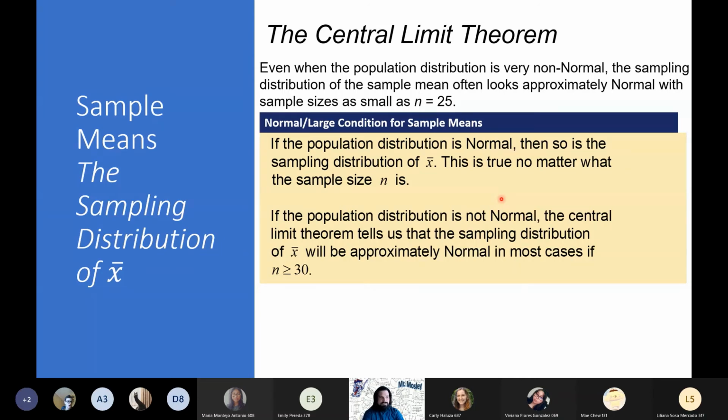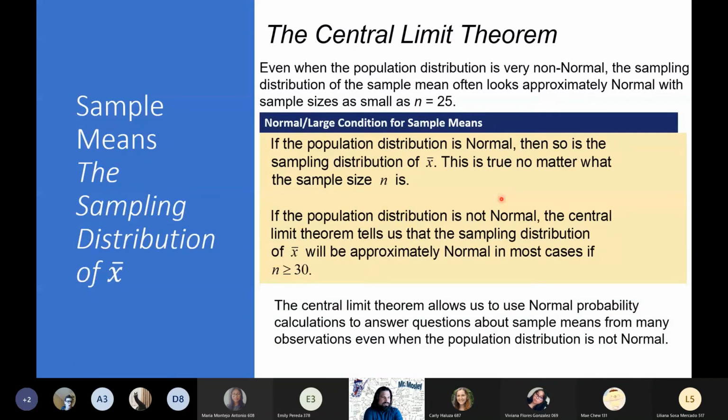So if our sample size is greater than or equal to 30, we can say, by the central limit theorem, this sampling distribution will be approximately normal, and we can now use normal calculations. That is our cutoff line for sample size being large enough for sample means: 30. The central limit theorem allows us to use normal probability calculations to answer questions about sample means from many observations, even when the population distribution is not normal.